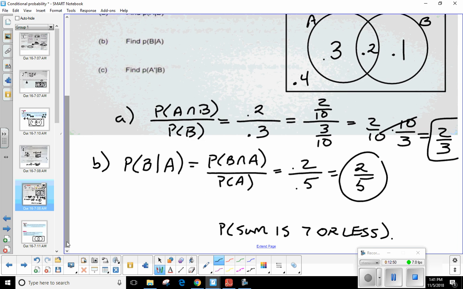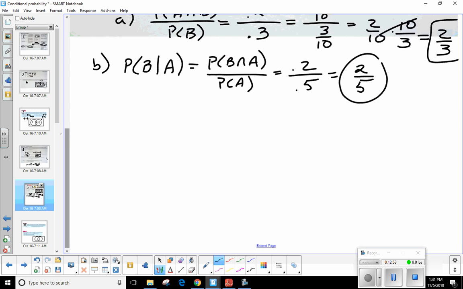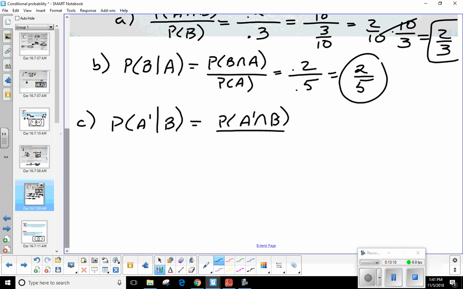Let me go ahead and erase this. So I'm looking for the probability, now this is C, of A complement given B. I'm going to write out the formula: the probability of the intersection of A complement and B divided by the probability of B. Remember, it's always the second event that we divide by. Especially when we're talking about the complement, I would probably go to the Venn diagram, because I'm a very visual person.